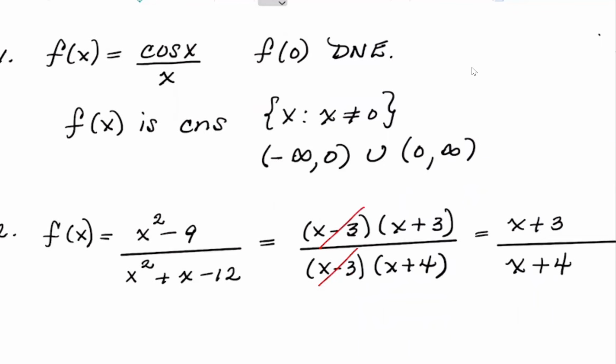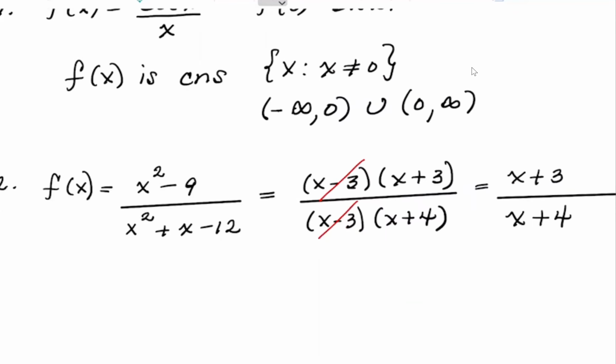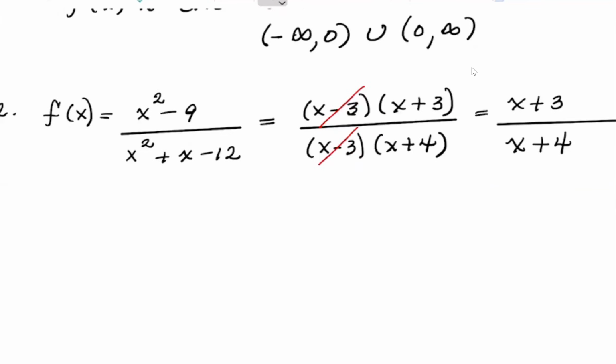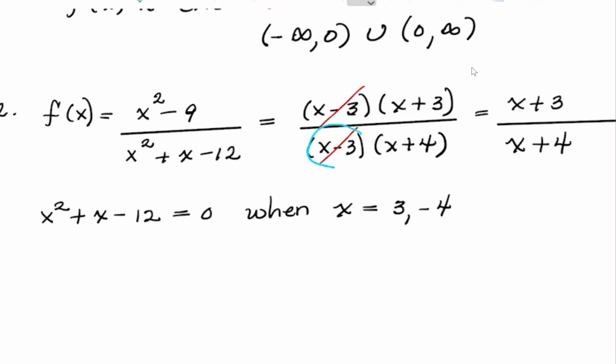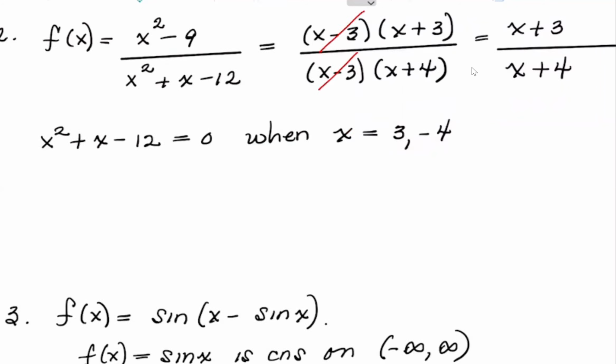But clearly, even if we can factor out the x minus 3, there's something going on with this function because it's not defined there. So therefore, we can see that x squared plus x minus 12 is equal to 0 when x is equal to 3 and negative 4, because these are our factors of the function. So just being able to divide out the x minus 3 does not mean that the f is going to be continuous there.